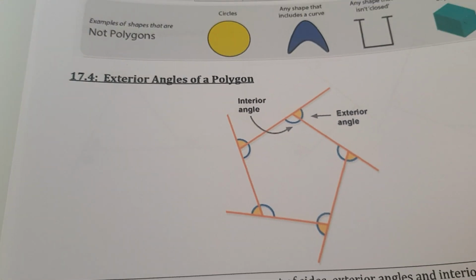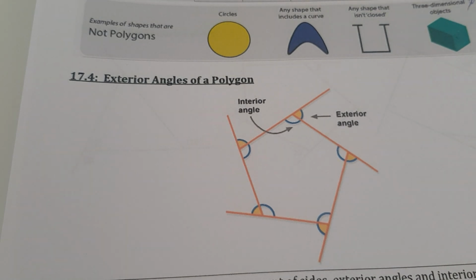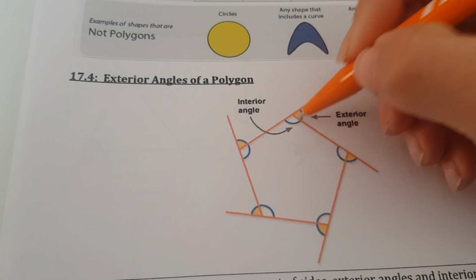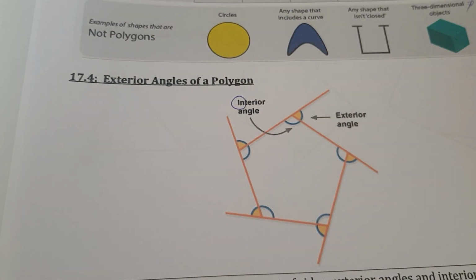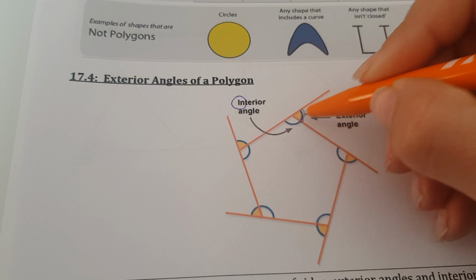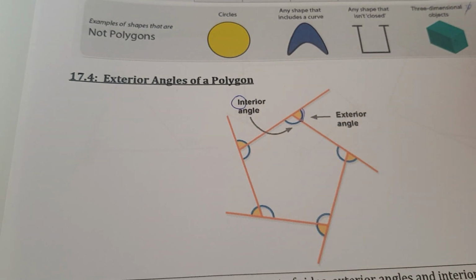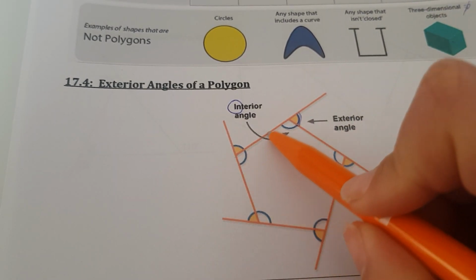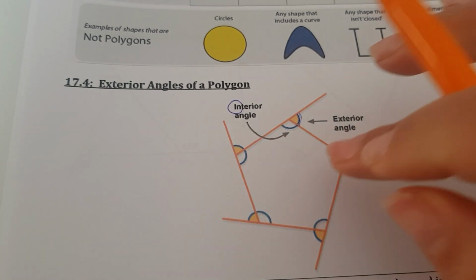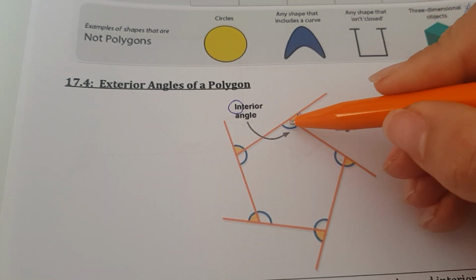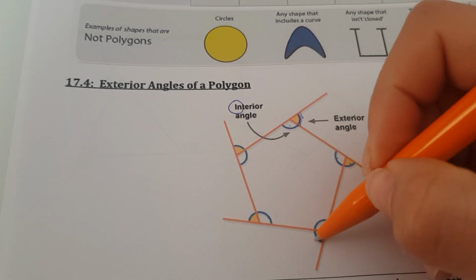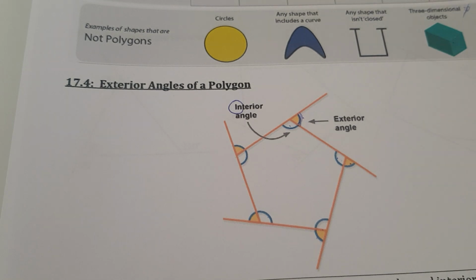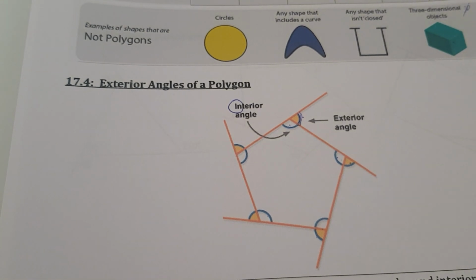Now, exterior angles of a polygon. What is an exterior angle? Basically, all the angles inside are called interior, and the angles outside the shape are called exterior. If we have a five-sided shape, 1, 2, 3, 4, 5, a pentagon in this case, we have 5 interior angles and 5 exterior angles. If it's an octagon, an 8-sided shape, it has 8 interior angles and 8 exterior angles.